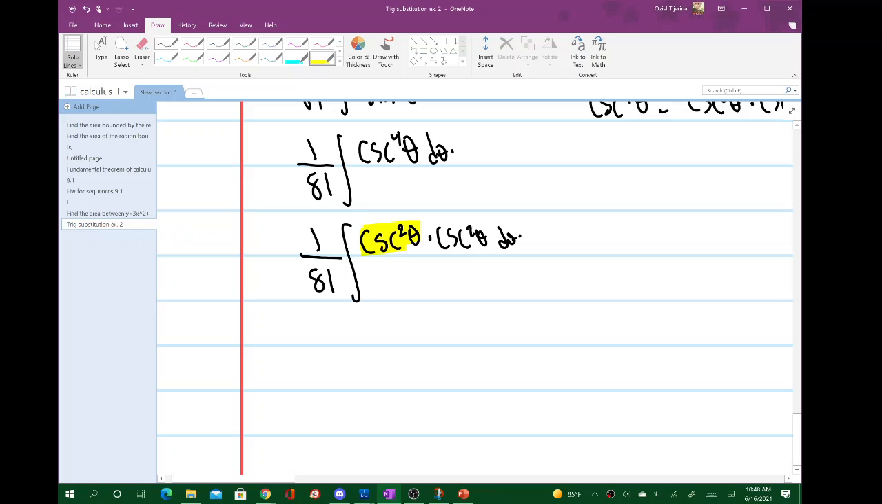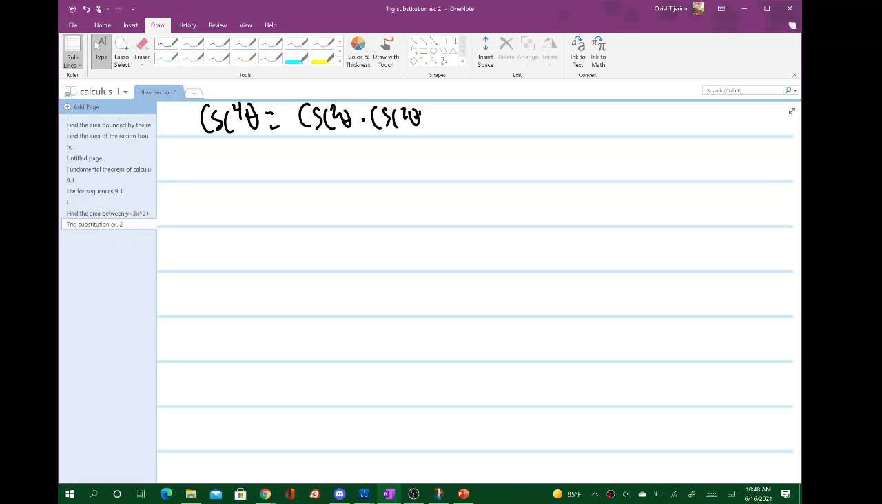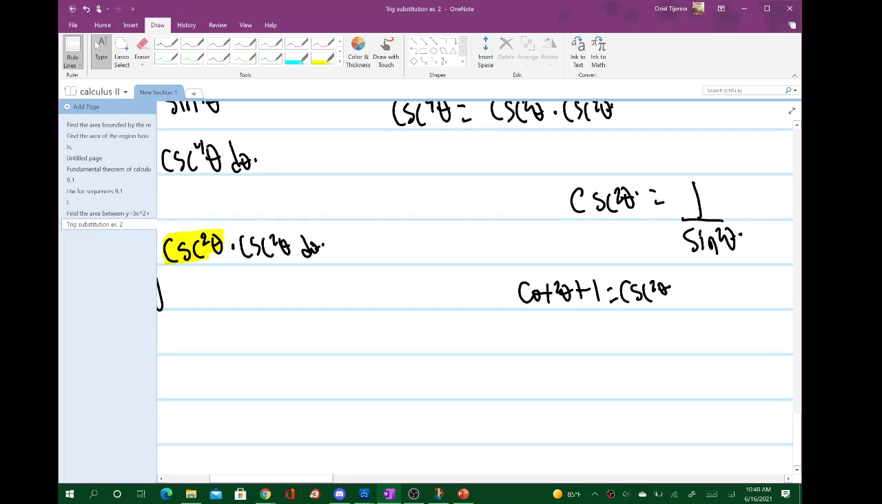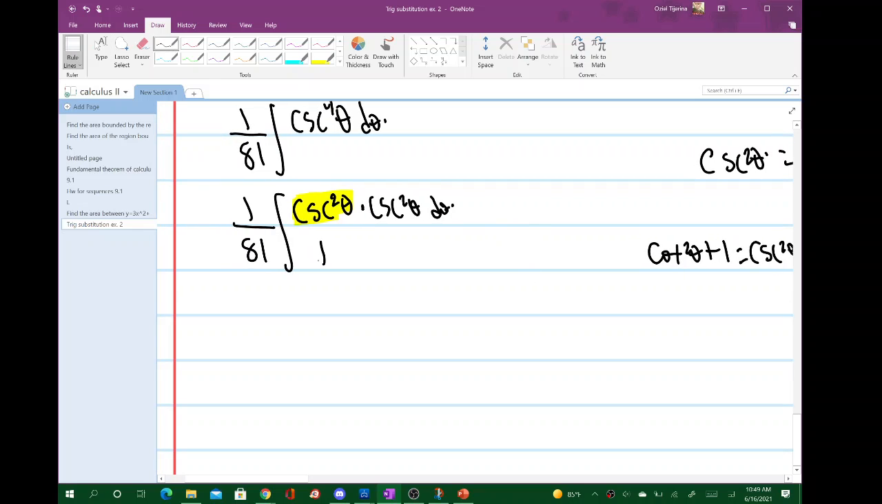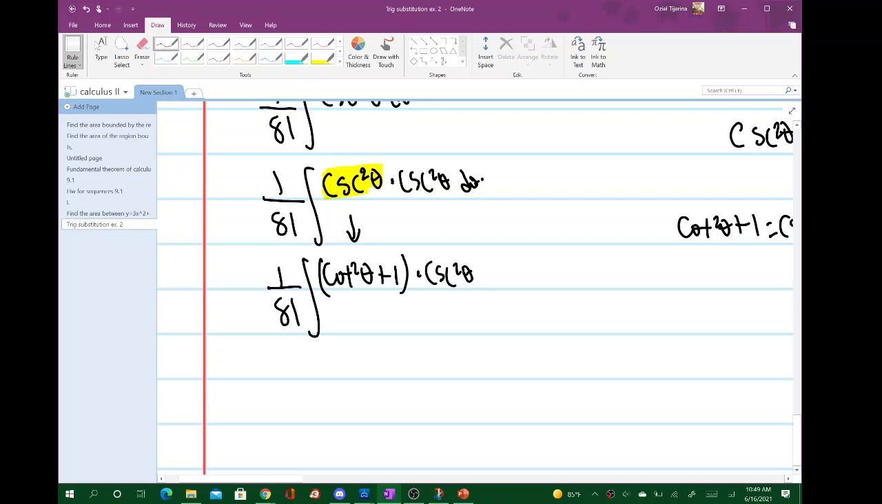And we know that cosecant squared theta is going to be equal to 1 over sine squared theta. And we know that cotangent squared theta plus 1 equals cosecant squared theta, right? So we can rewrite that over here, 1 over 81 times the integral of cotangent squared theta plus 1, and then times cosecant squared theta d theta. Okay, so this is what it's rewritten as.